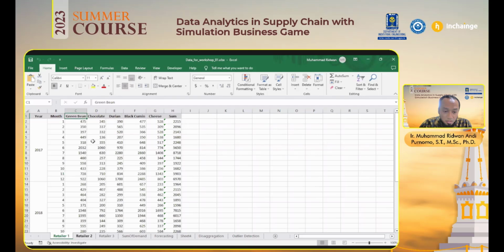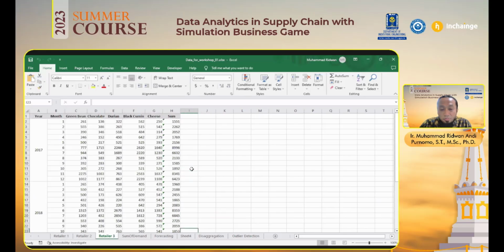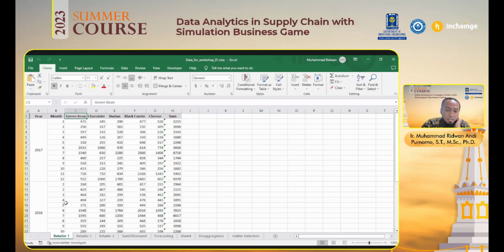In retailer 2, we have the same data, and in retailer 3, because there are 3 retailers, here we have data about the demand of bakpia in retailer 3. We understand that we need to combine all of the demand first, before we visualize the data. So here what we can do is, in retailer 1, we can add a new column called sum. Previously this is still blank.